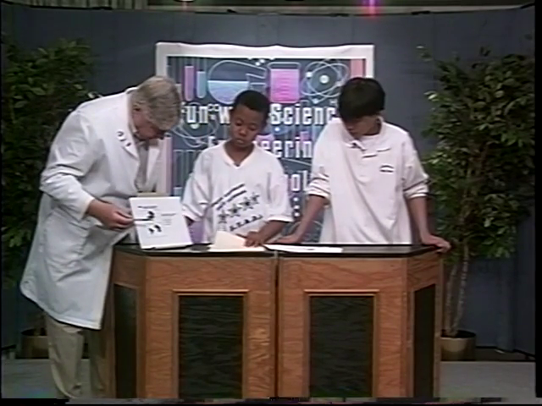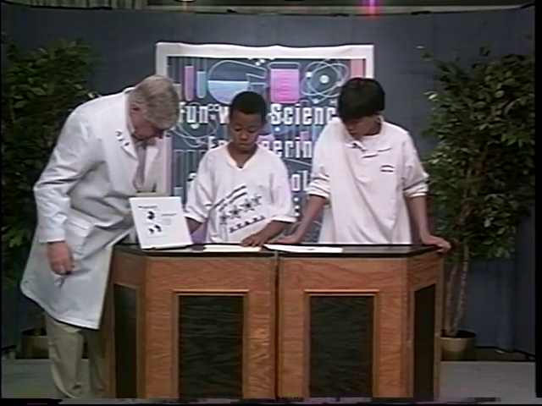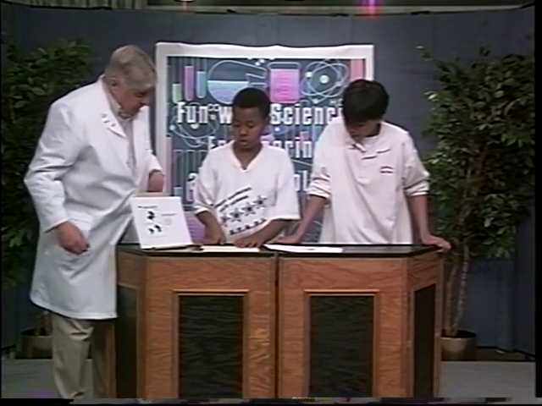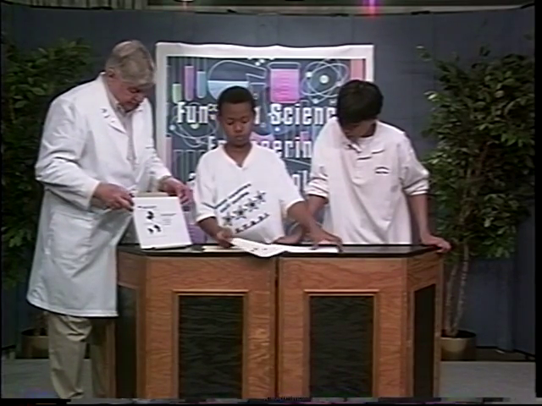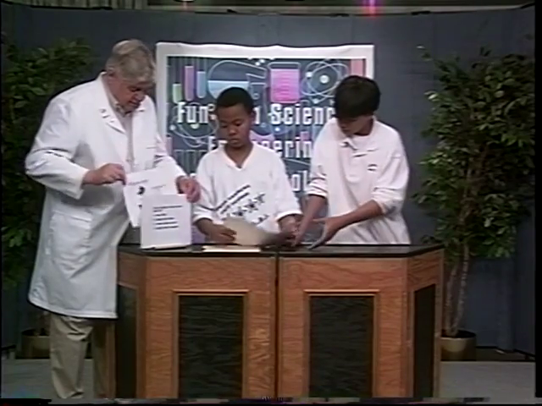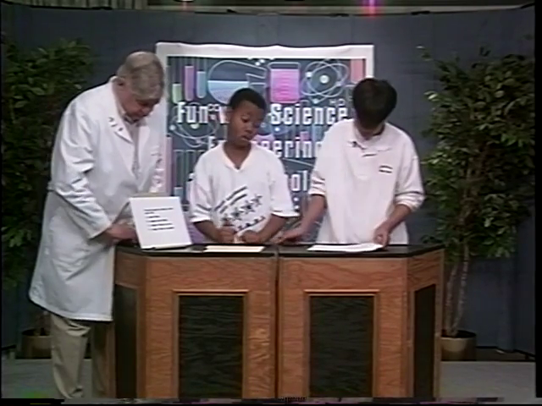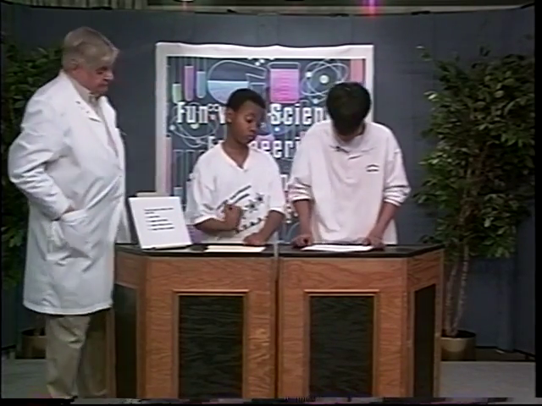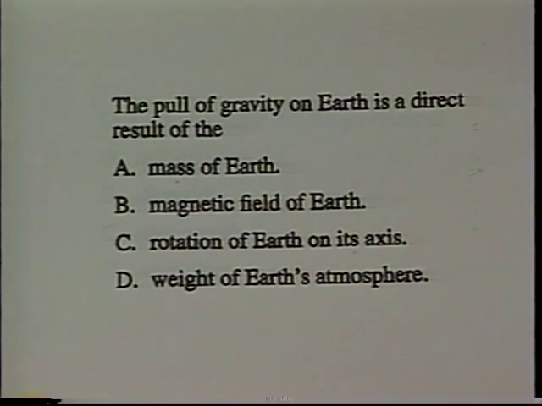So now we know the correct answer here is what? D, tectonic plates. All right, let's go on to the next one. The pull of gravity on Earth is a direct result of A, mass of the Earth; B, magnetic field of Earth; C, rotation of Earth on its axis; D, weight of Earth's atmosphere.